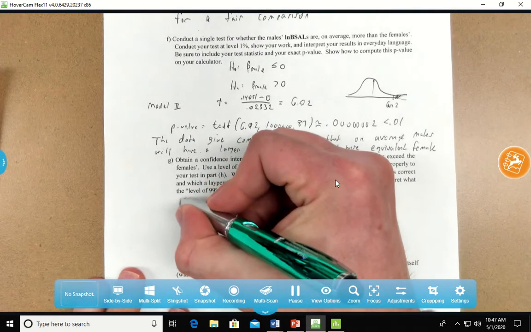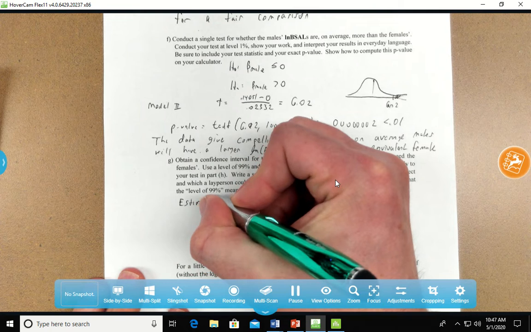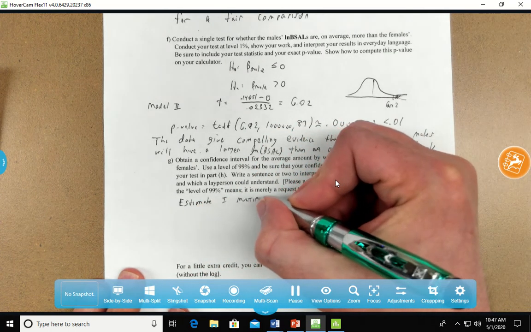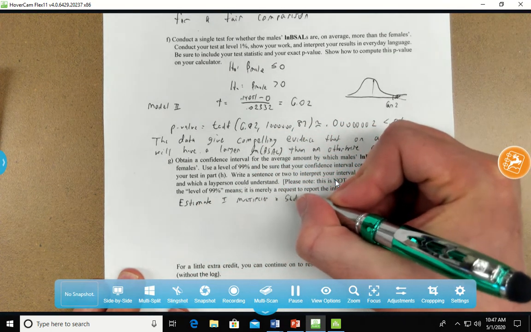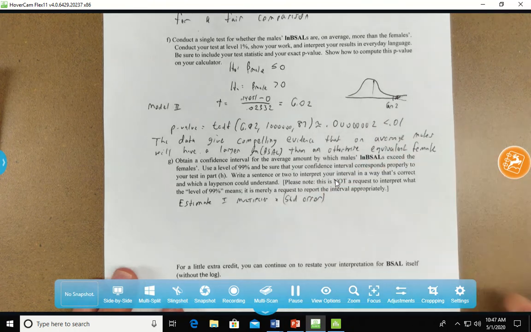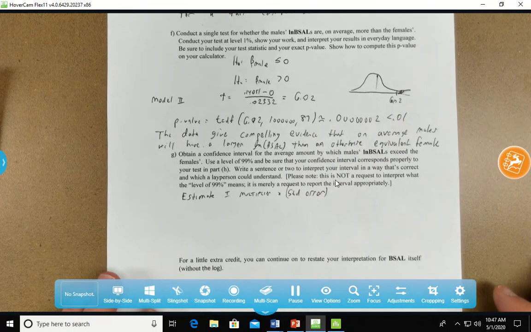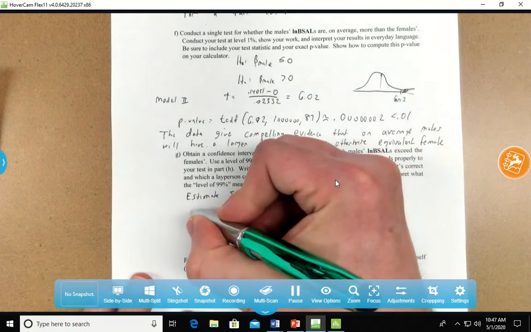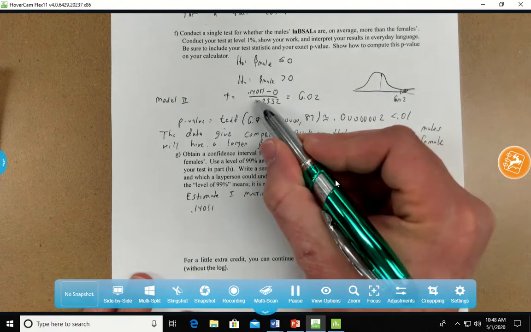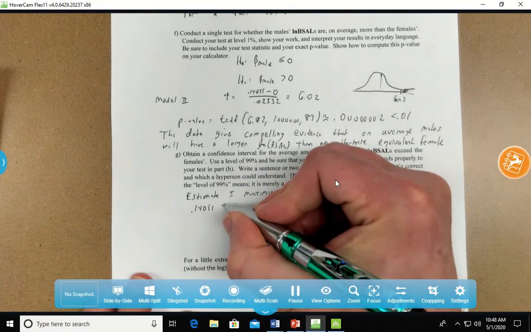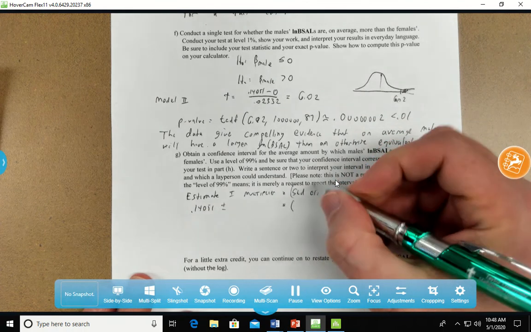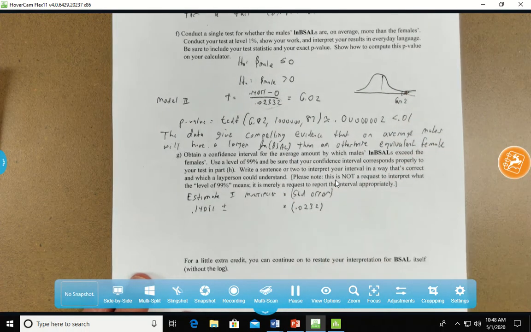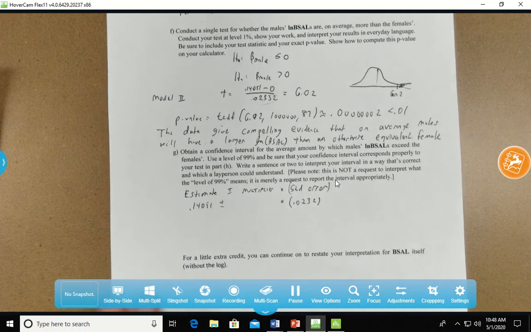Remember what we have is the estimate plus or minus the multiplier times the standard error. All right, so our estimate for the male was 0.414051. You can see it up here. Plus or minus the multiplier. Our standard error turned out to be this 0.0232, so I guess it was good that I kept that around. But the multiplier, we're going to have to figure out what that is.